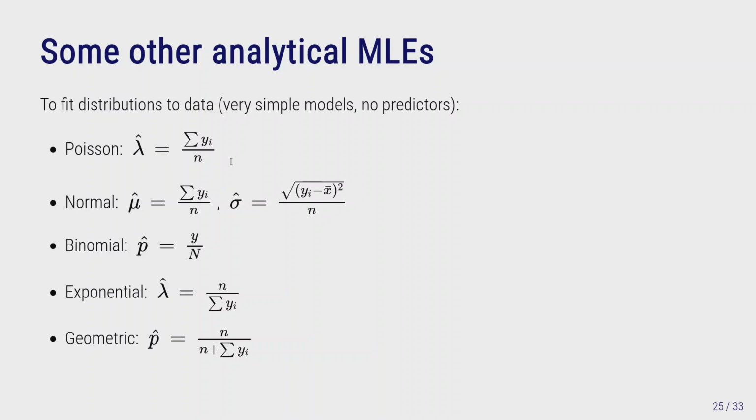So you can do this kind of math to find analytical expressions for other maximum likelihood estimators, but only for very simple models. Like if you want to fit your data to a Poisson distribution, you need to estimate a single parameter, which is lambda. And what is the maximum likelihood estimator of lambda, lambda hat? It's simply the sample mean, the arithmetic mean of the values in your sample. This is the best guess to fit a Poisson to this data. Of course, if you want to fit a Poisson, your data should be counts, right?